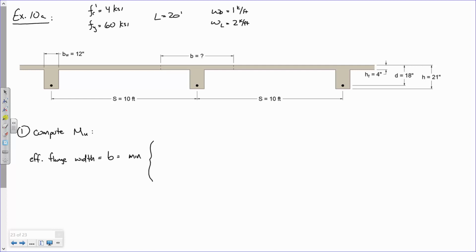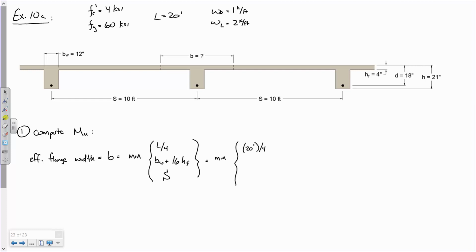Say it again. L over 4 for assumption. BW plus 16 times HF, and then S. I like to put the little serifs on my S so that you can tell it's not a 5. So minimum. So instead of 20, tell me what to write. Somebody else. But it's not 20, it's 20 feet divided by 4. So what's the answer going to come out to be?